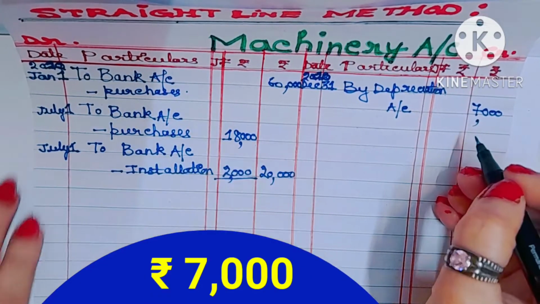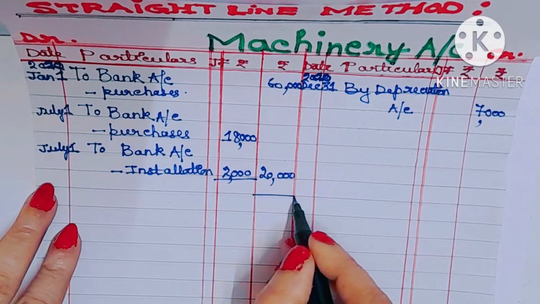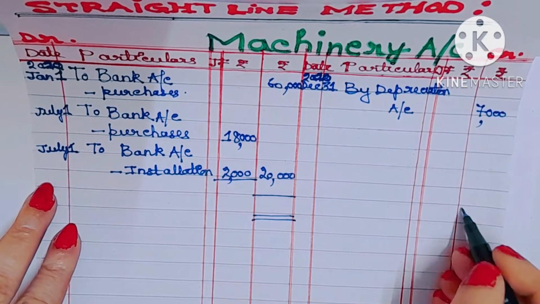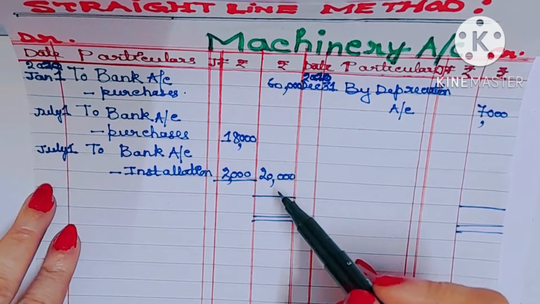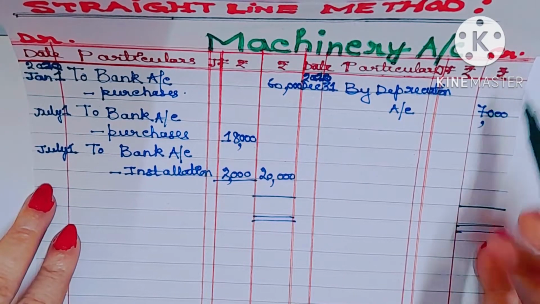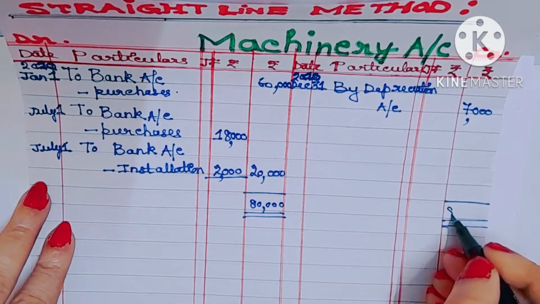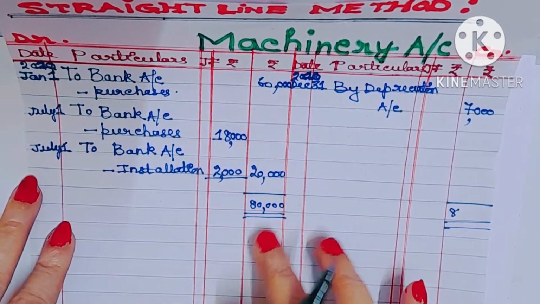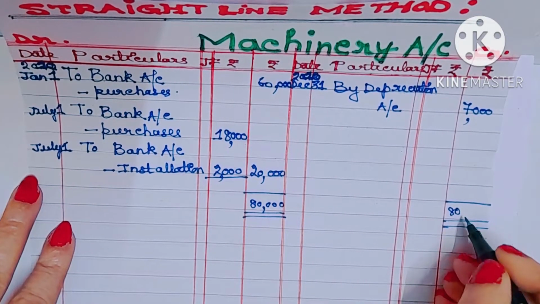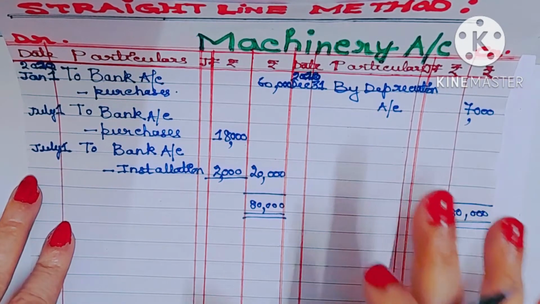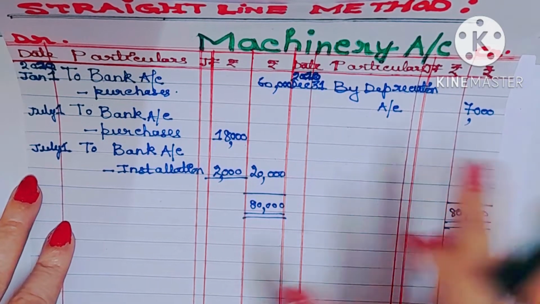Okay. Now let's close the first year. Which side is greater? See, the debit side is 60,000 plus 20,000, 80,000. And the credit side is 7,000 only. So obviously, the debit side is greater. And the rule is, whichever side's amount is bigger, that same amount we have to write on both the sides. So we'll have to write 80,000. And please remember, depreciation account, we always have to write on the credit side on 31st December.